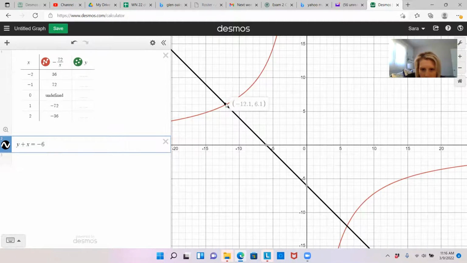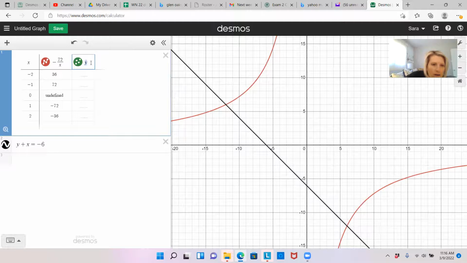Let's see where these, so when we add them together, they get a negative 6. So if we solve for this, y will equal a negative 6 minus x. So let's do that. Y equals a negative 6 minus x. A negative x minus 6. Okay, there we go.